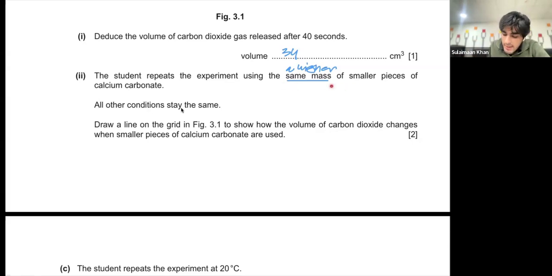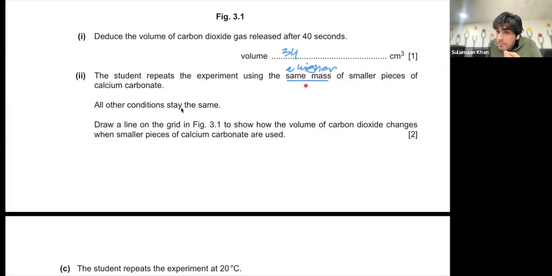If he uses a higher mass and smaller pieces, it has a totally different impact. Smaller pieces means that you've increased the surface area. Increase in surface area means that more particles will be exposed per unit volume to the acid. More particles are exposed to the acid particles. And what will happen? The frequency of collisions increases and the rate of reaction would increase.